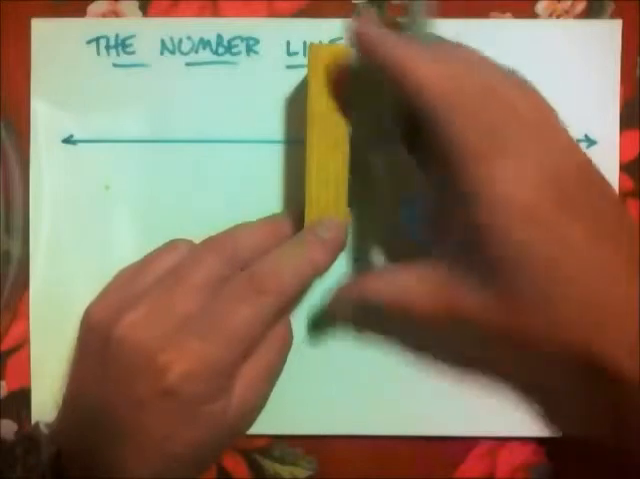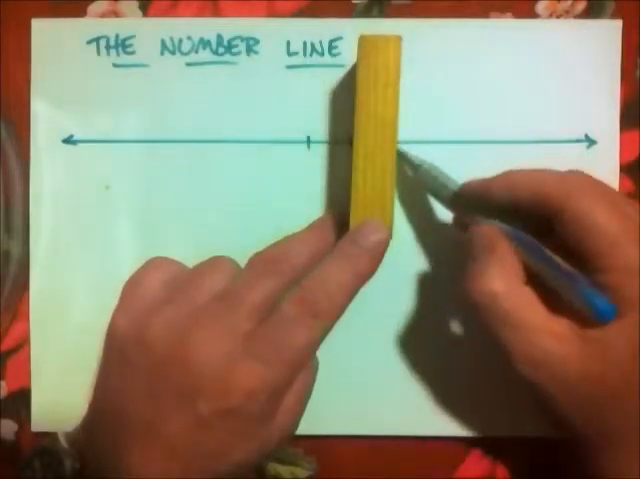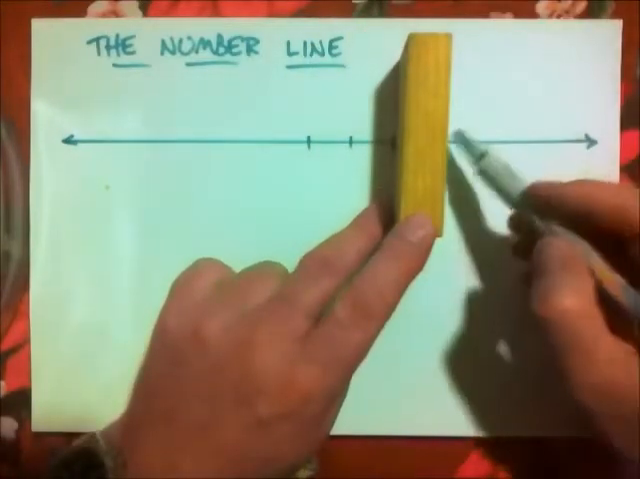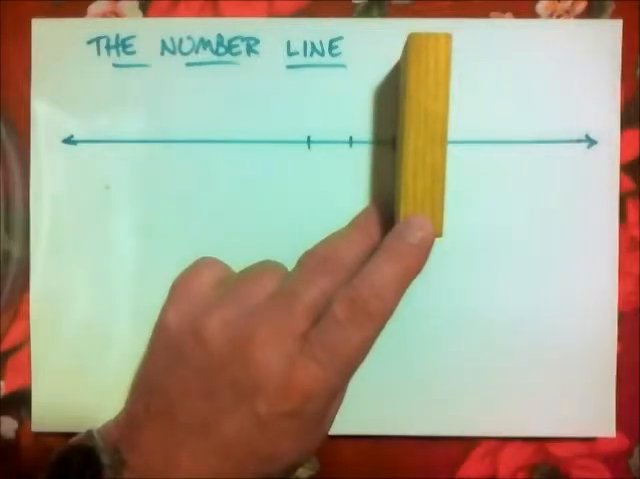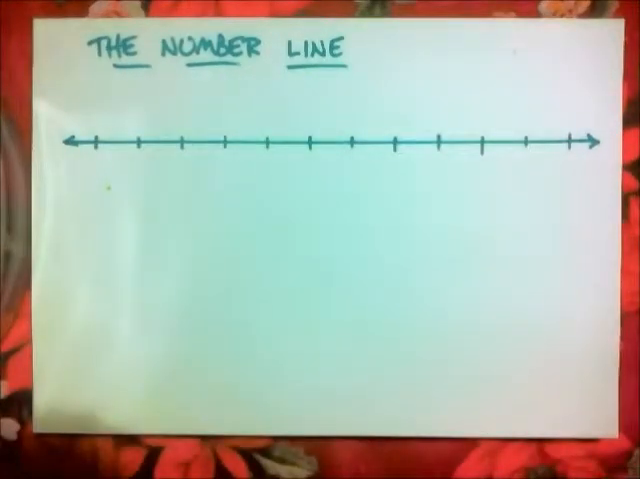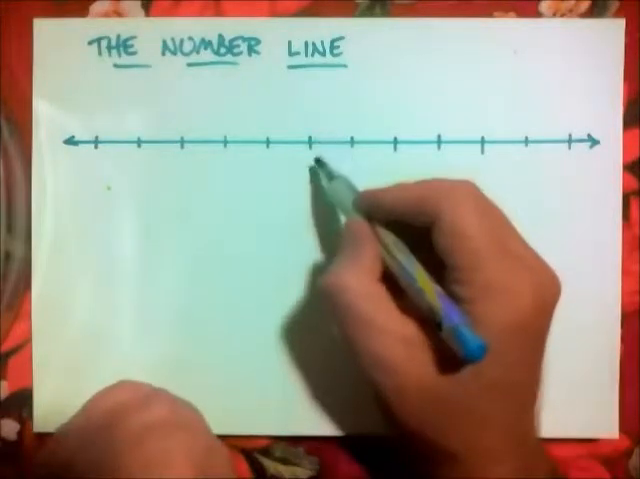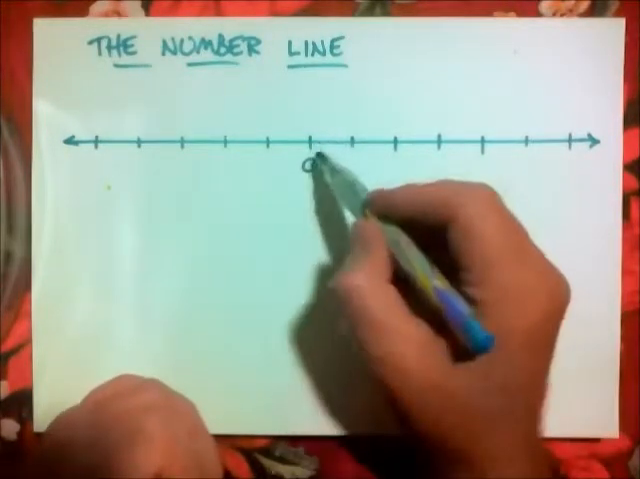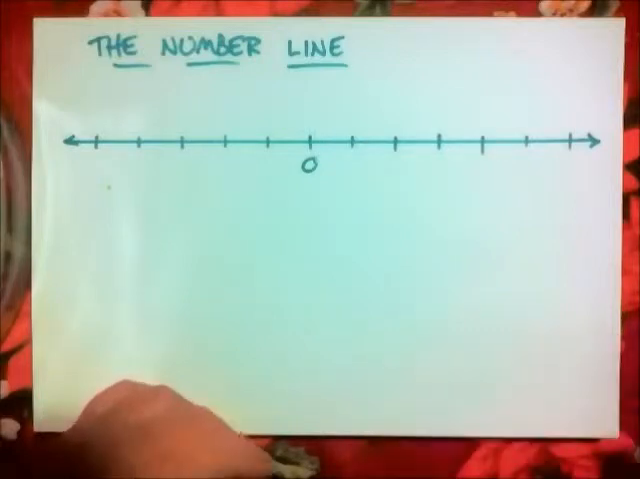And because I don't have a big ruler, I'm using a certain size block and I'm measuring equidistance between each of the intervals. So there, I've been through the whole process. Now I've got to pick my 0 point, which I choose to be there, and to the right are going to be the positive numbers.